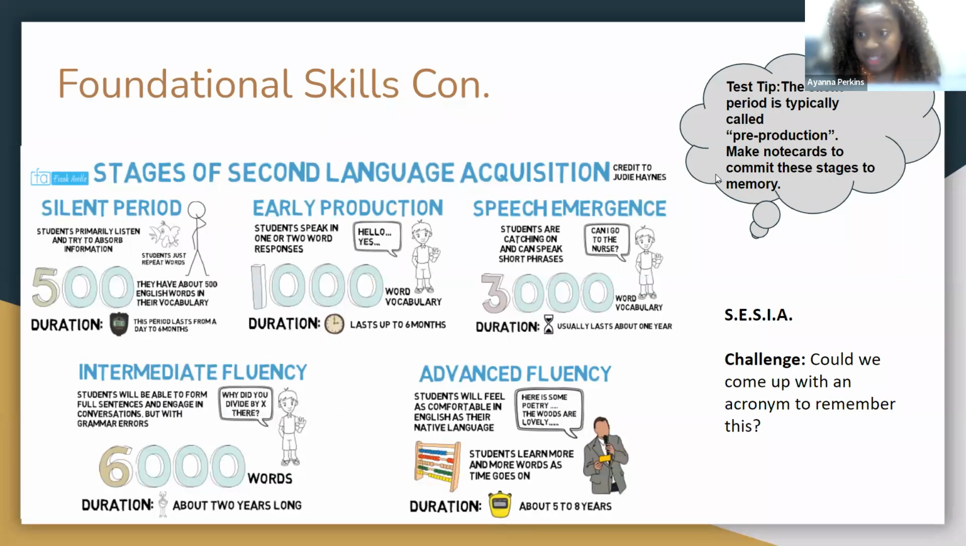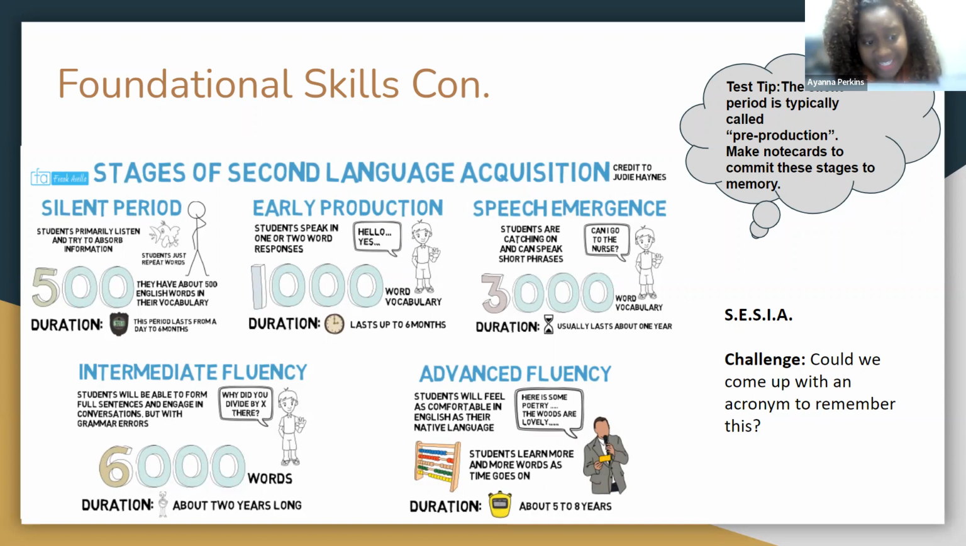So the tip is that the silent period is typically called pre-production. So make note cards to commit the stages to memory. That's the most important thing. So even if you see a different word on the test, you want to make sure that you understand kind of what the stages are in general. This one that I'm going over just has these 5 stages. I have seen some stages that have up to 12. These are the general ones.